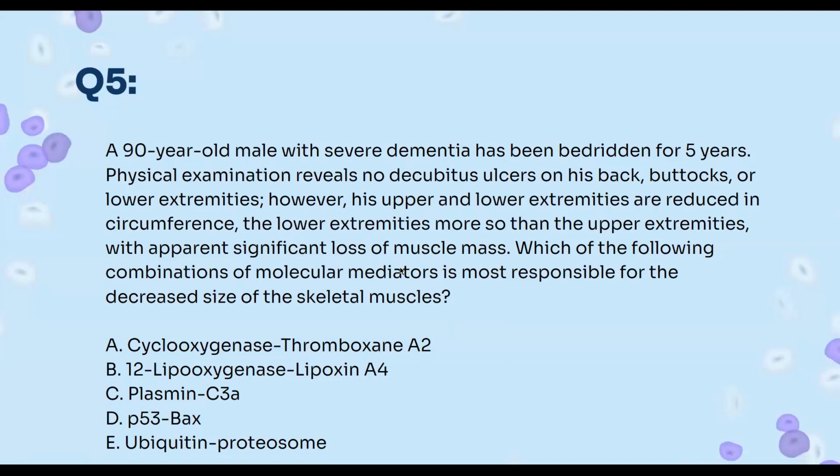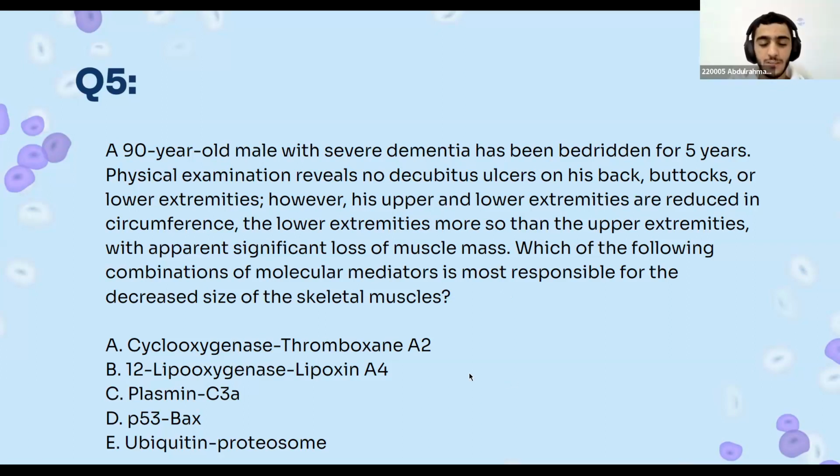Atrophy. D. P53 BAX, right, fair enough. What else? Any other choices? Any suggestions in the chat? We got 1D and 1E. I have a few E's.